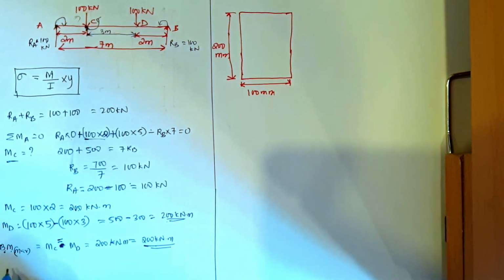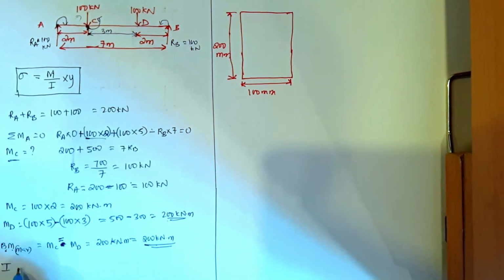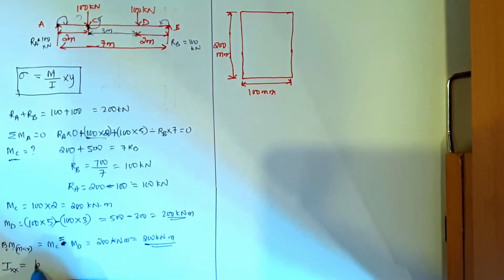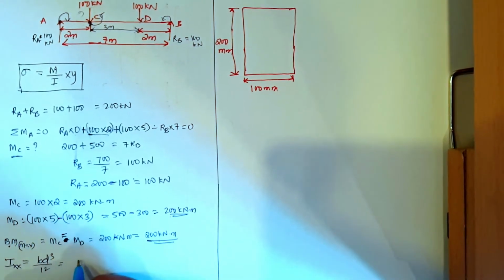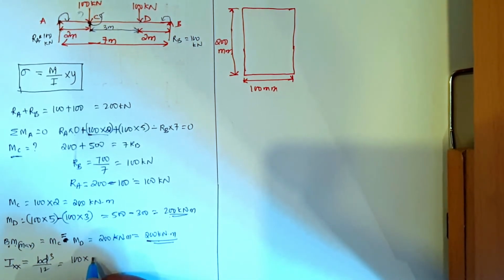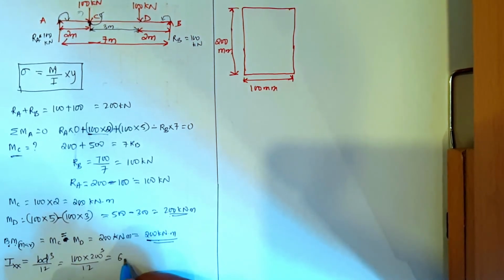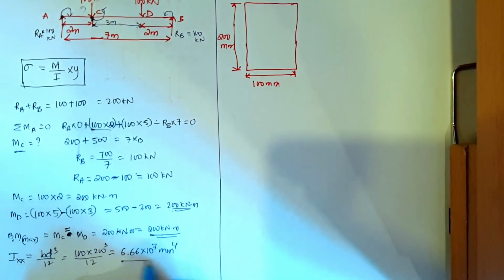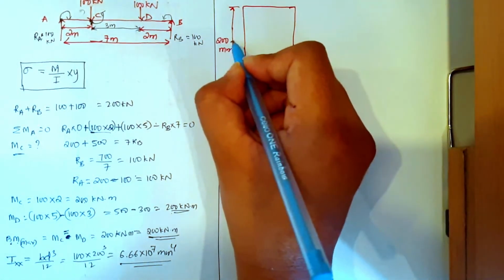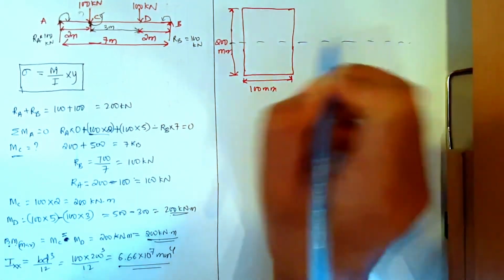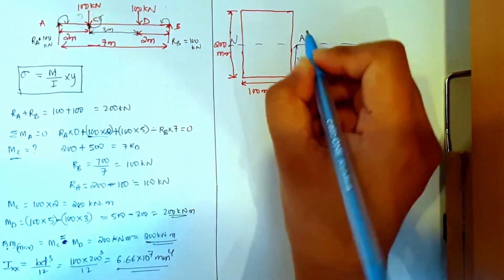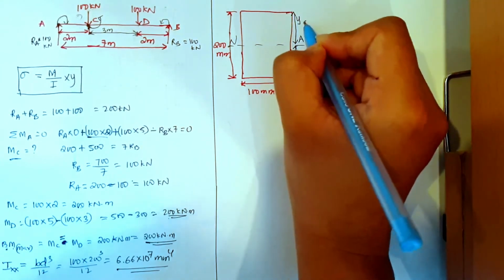And now let us find the moment of inertia I. So moment of inertia I about the I axis will be equal to BD cubed by 12, which will be equal to 100 into 200 cubed by 12. This you will get 6.66 into 10 raised to power 7 mm raised to power 4. Now if my neutral axis is lying at this section, this point is YT and this is YC. See, right?